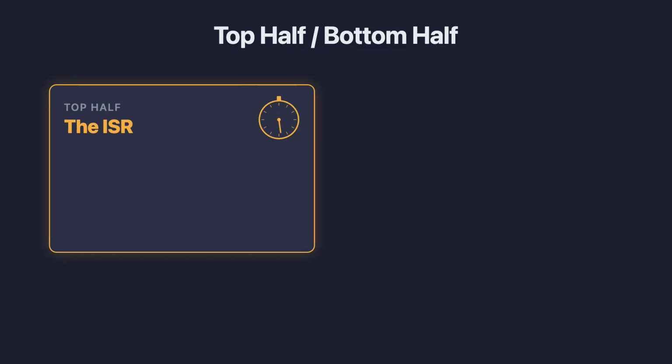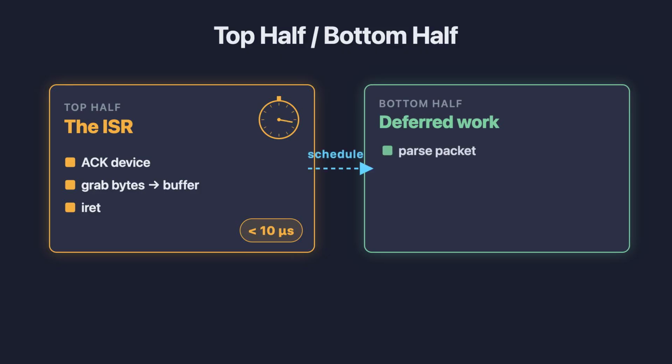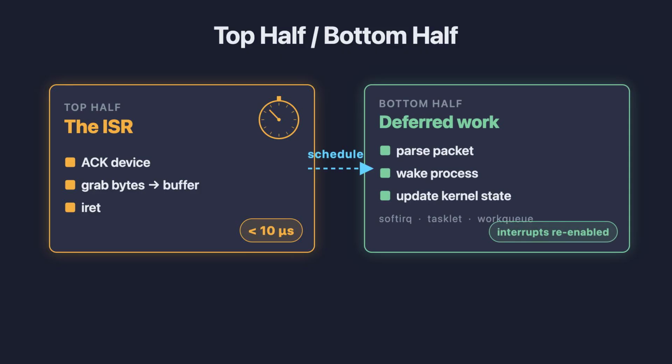The top half is the interrupt handler itself. It has one job: be fast. Acknowledge the device, grab any urgent data into a buffer, and get out, measured in microseconds. The bottom half runs the real work later, with interrupts re-enabled. On Linux, that's a softirq, a tasklet, or a work queue.